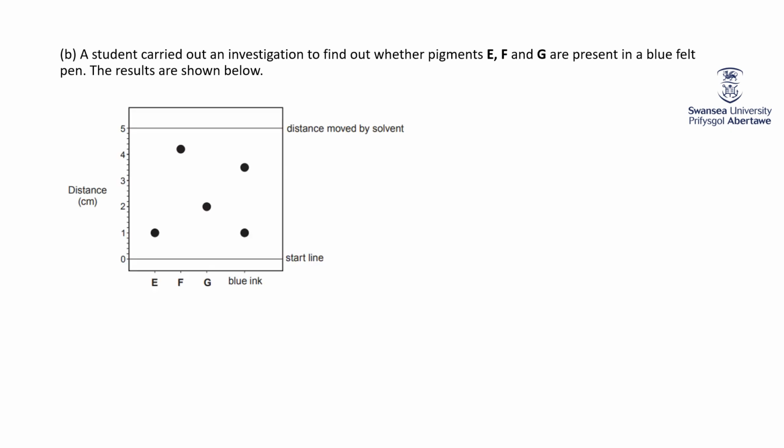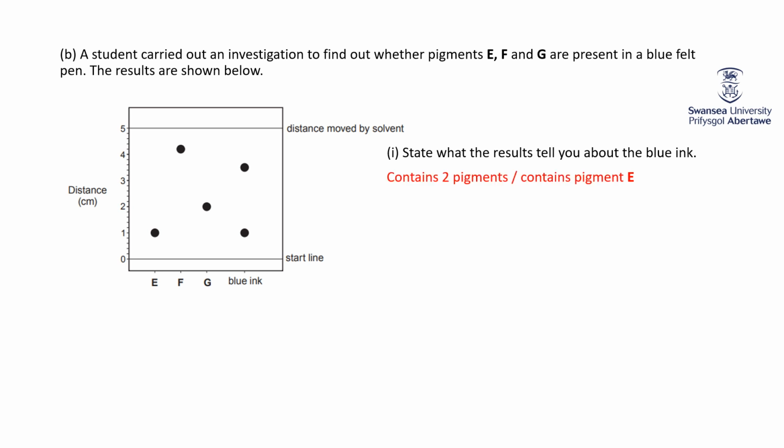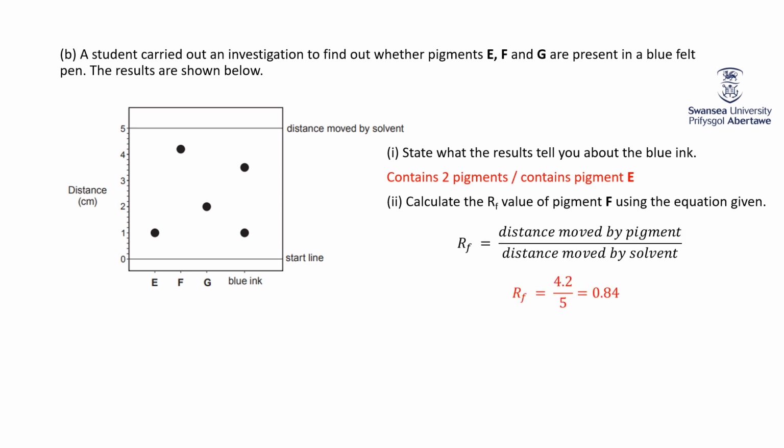Then the next question, a student was investigating pigments E, F, and G present in a blue felt-tip pen, and the results are shown here. So state what the results tell you about the blue ink. Well, it contains 2 pigments, or it contains pigment E. And then you're asked to calculate the Rf value of pigment F using the equation below, the same one as before. So 4.2, which is the distance moved by the pigment, divided by 5, the solvent front, is equal to 0.84.